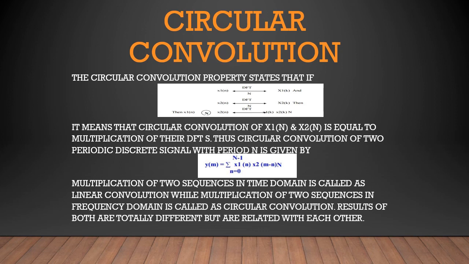The circular convolution of two periodic discrete signals with period N is given by y of n is equal to summation of m is equal to 0 to N minus 1 x1 of m x2 of n minus m modulo N. Multiplication of two sequences in the time domain is called linear convolution, while multiplication of two sequences in the frequency domain is called circular convolution. The results of both are totally different but are related to each other.